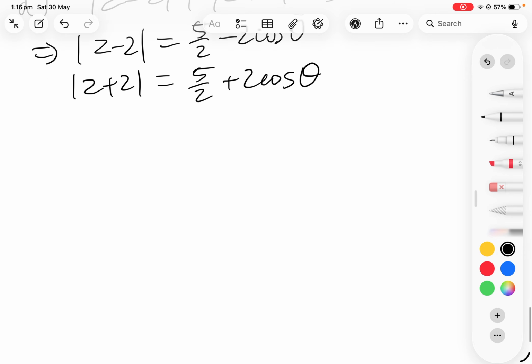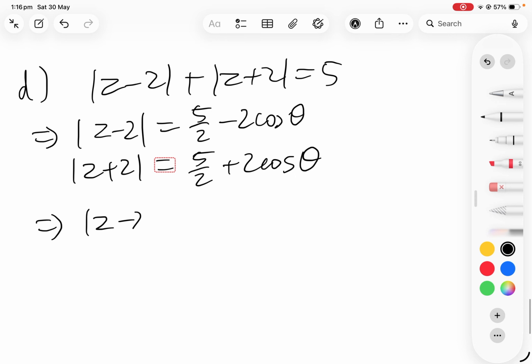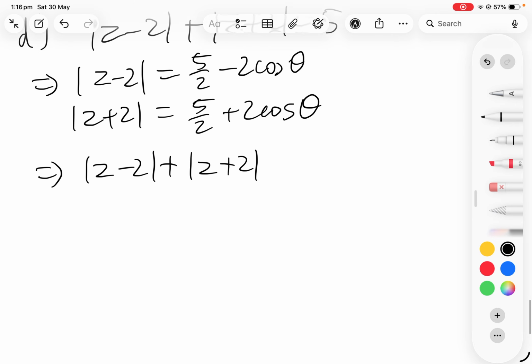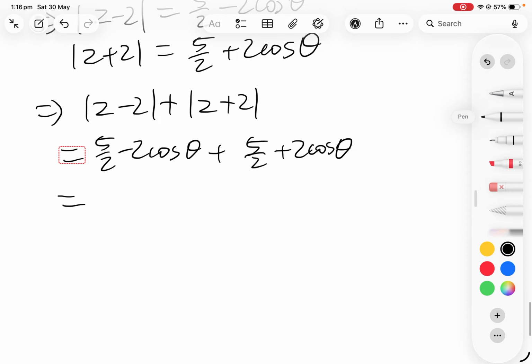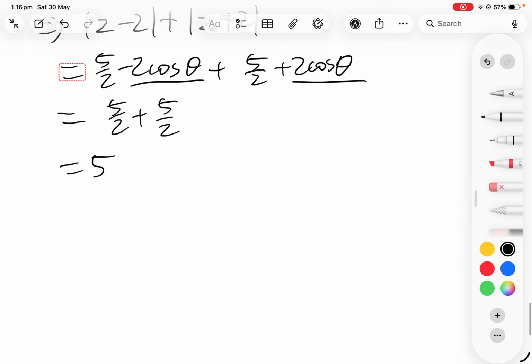And now we can make it so that z minus 2 plus z plus 2 equals 5 over 2 minus 2 cos theta plus 5 over 2 plus 2 cos theta, because there's a plus sign in the middle. It doesn't really change signs, so that just becomes 5 over 2 plus 5 over 2, because these two cancel out, and that just equals 5, which proves the question. And that's it for the video. Alright, bye bye.